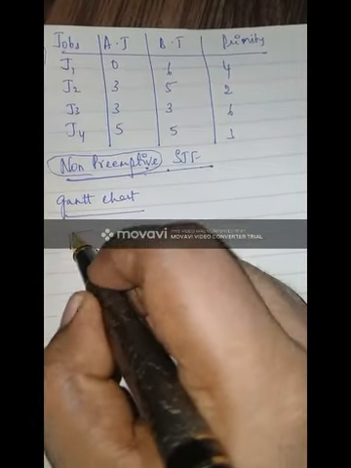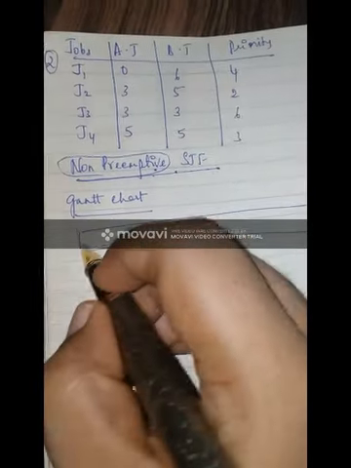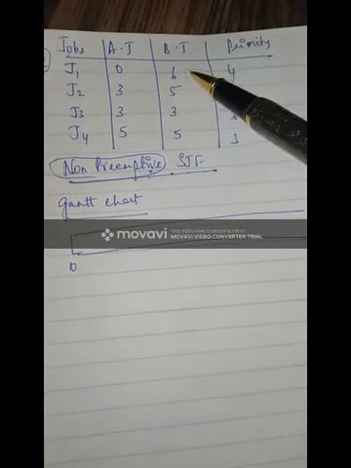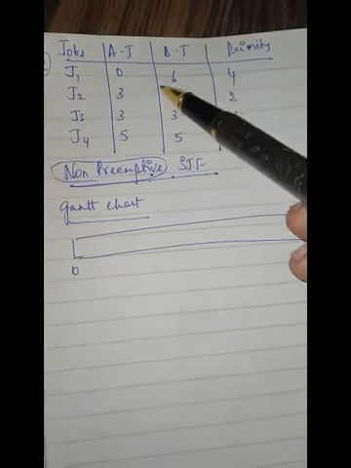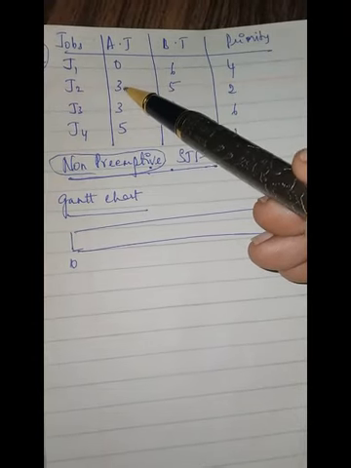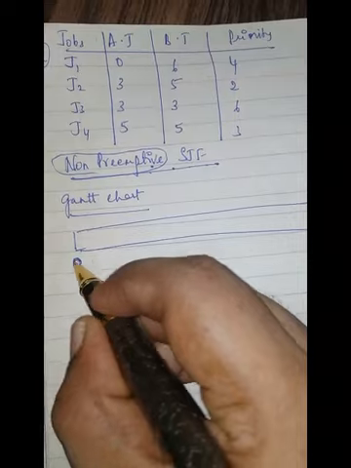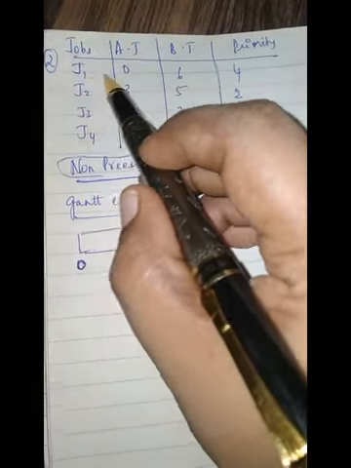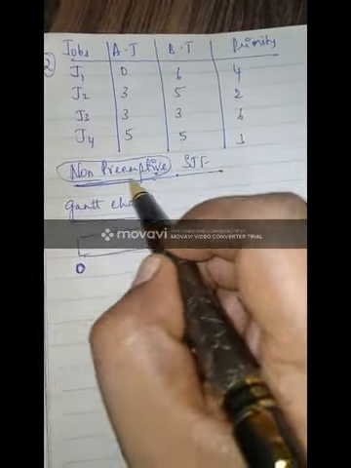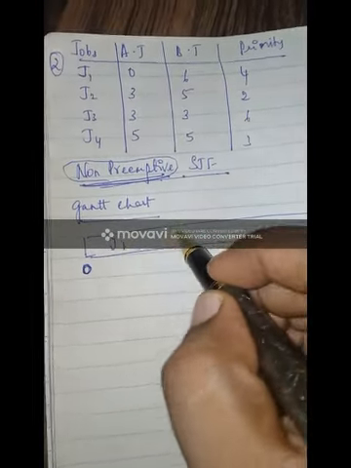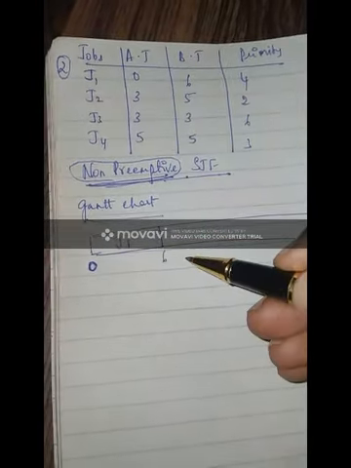We'll draw the Gantt chart. At arrival time 0, what happens? You don't have any other process because the next process comes in at 3, the next at 5, but we are still at the 0th millisecond. You have only one job, that is J1. Since this is non-preemptive, you are allowing J1 to execute completely. So it will execute up to 6.